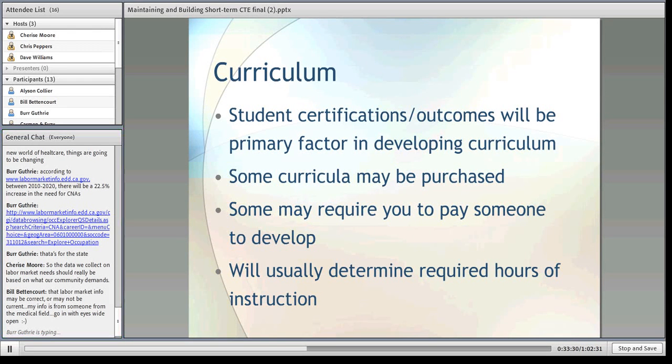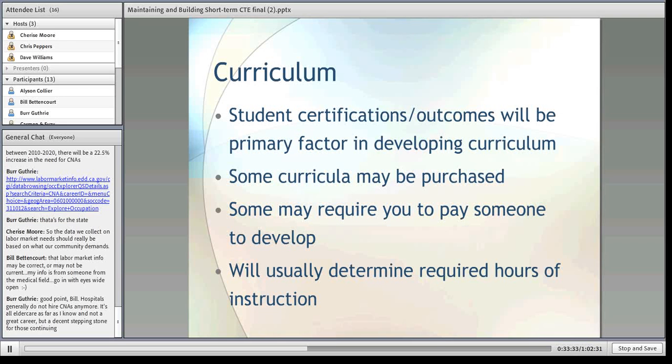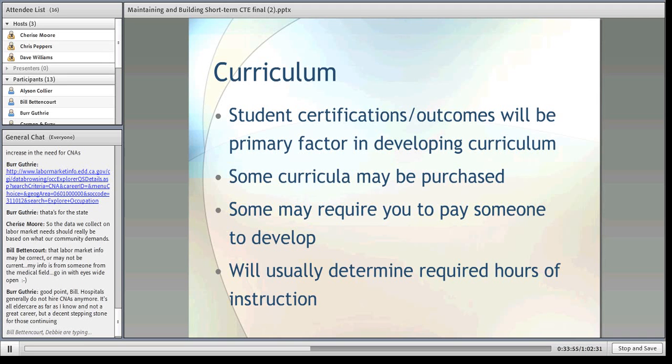Program here a number of years ago. Hired contractor from our area that taught it for a number of years before he retired. Curriculum will usually be determined by the required hours of instruction, rather the duration of our required hours of instruction. Otherwise, you determine your required hours.